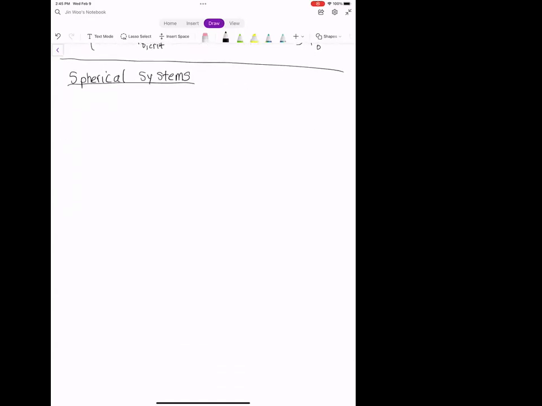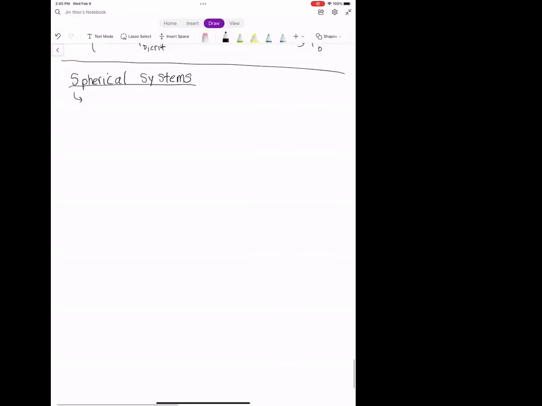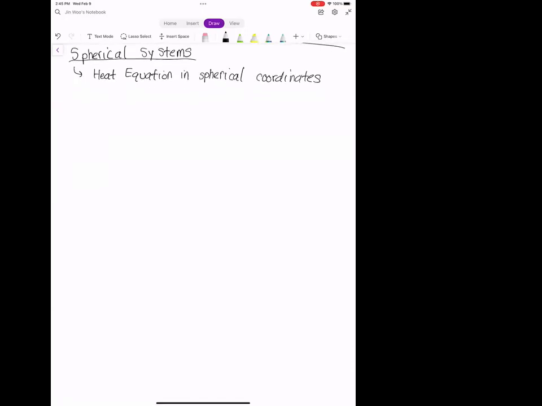And of course, since we're looking at spherical geometries, we have to look at spherical coordinates. The first thing I'm going to show you is the heat equation in spherical coordinates. I'm going to give you the full equation first, but of course, a lot of these terms are just going to cancel out.